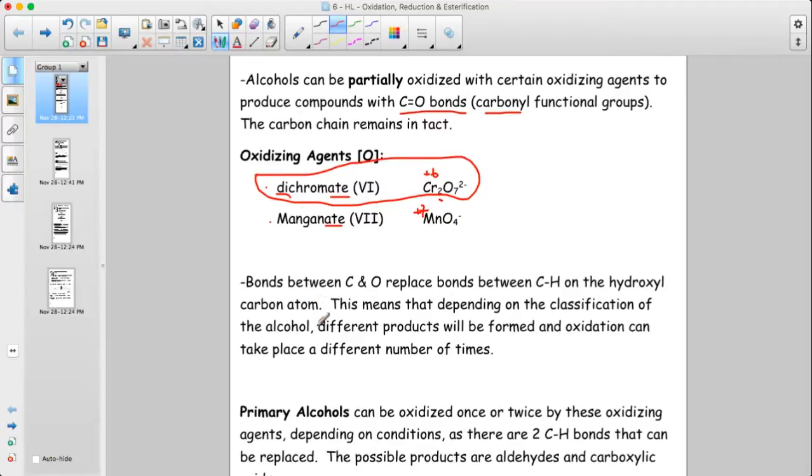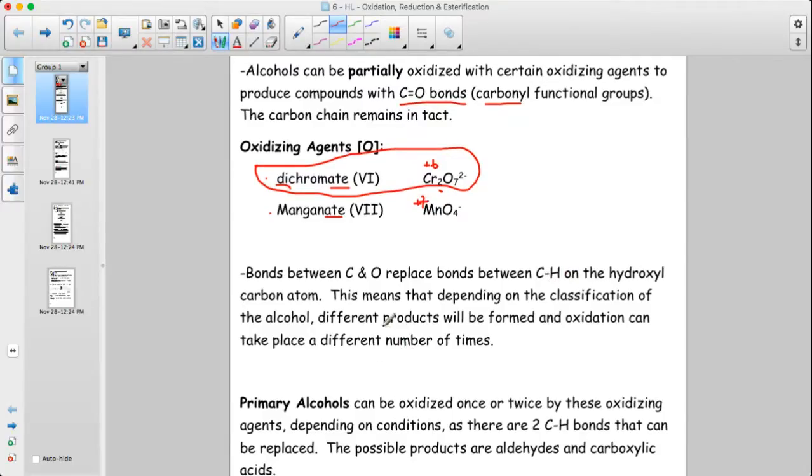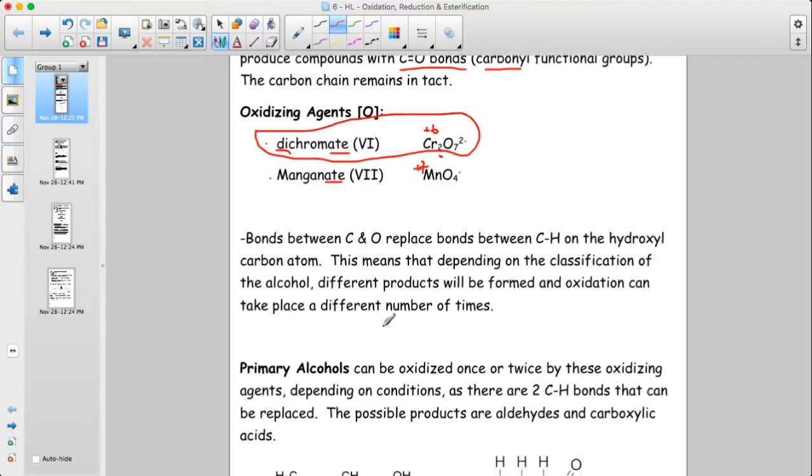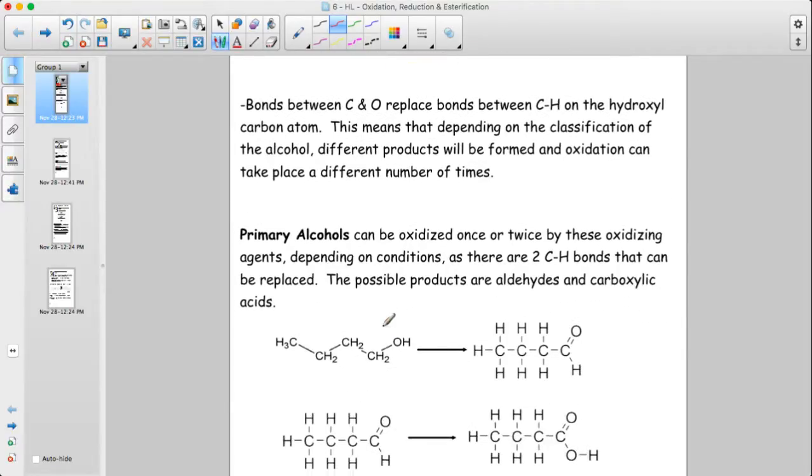So what's going to happen in these reactions is that the bonds between the carbon and oxygen are going to replace bonds that were originally between carbon and hydrogen on the carbon atom that has the hydroxyl group. And I'll show what that means with a number of examples. This means that depending on the classification of the alcohol, whether it's primary, secondary, or tertiary, different products will be formed, and the oxidation can take place a different number of times.